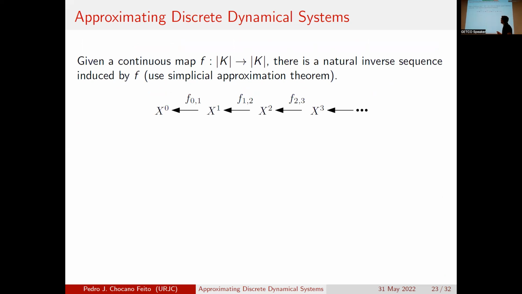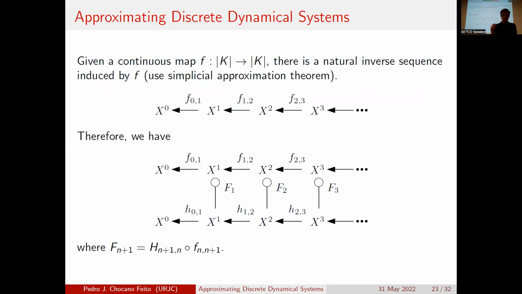If we have a continuous map, using the simplicial approximation theorem, we can construct an inverse sequence where these maps depend on the original map, right? Using this inverse sequence and the previous inverse sequence, we are able to construct for each level a vectorized-like multivalued map. And the idea is pretty simple. We start here, we move to the left, and now we are here. So we can consider the multivalued map that goes back, like I said before. And if we compose this map with this multivalued map, what we obtain is a vectorized-like multivalued map. So for each level, we have a well-defined multivalued map.